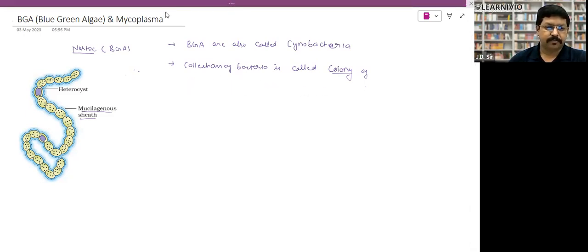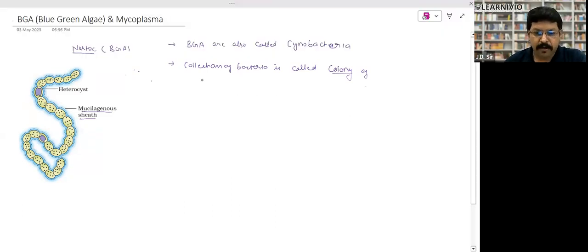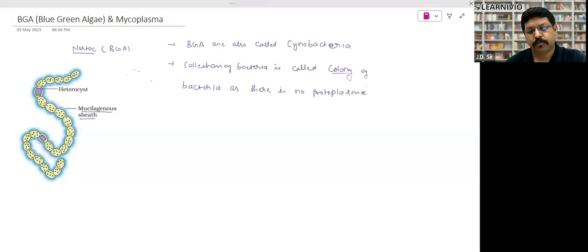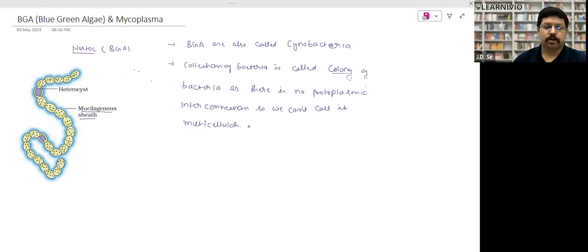We call this collection of bacteria a colony of bacteria, as there is no protoplasmic interconnection, so we can't call it multicellular. Right? So this is like this way.